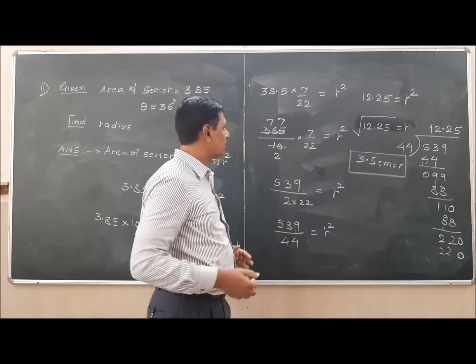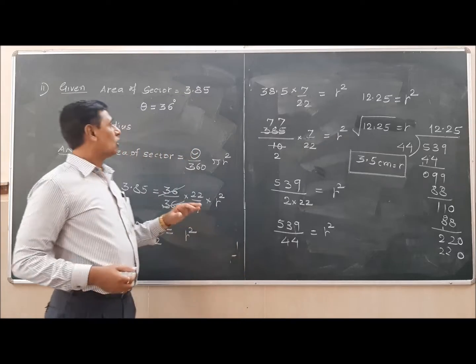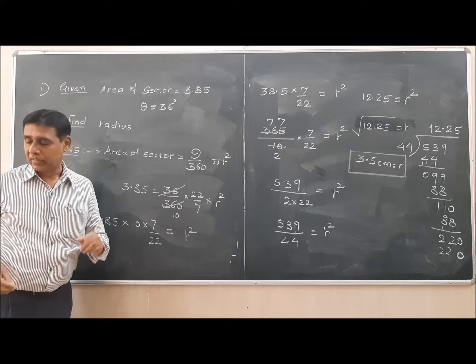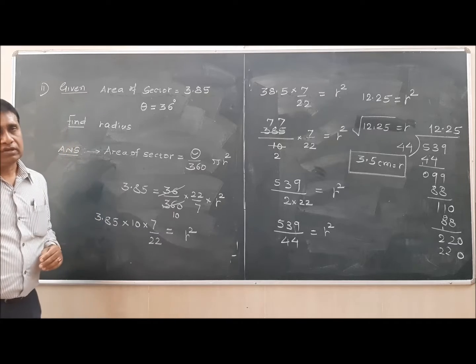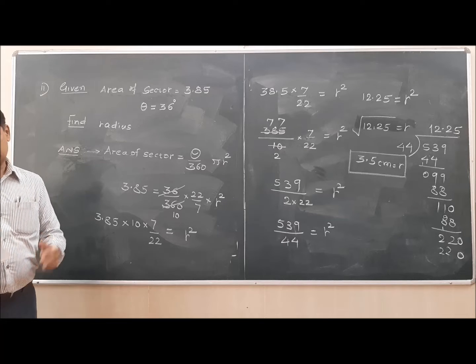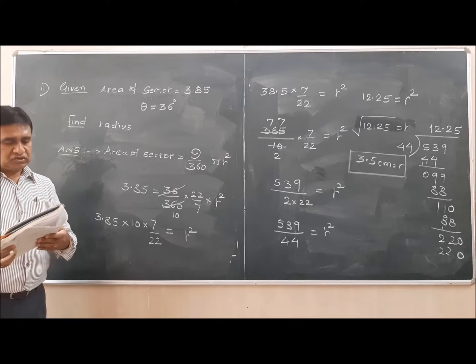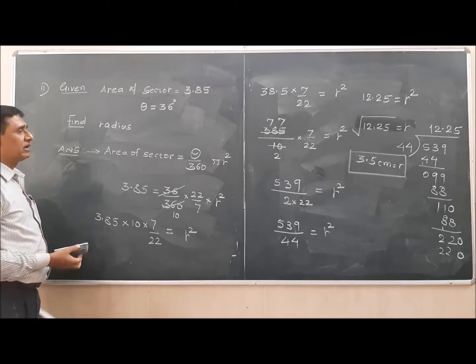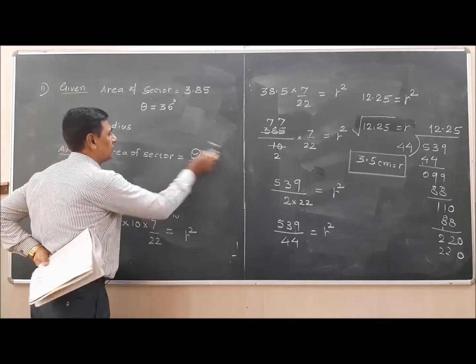So here we have finished question number 11 of 7.3. Now only 2 questions are left. Now please see here, I am going to do question number 12. In this question number 12, you will find they have given us a rectangle.